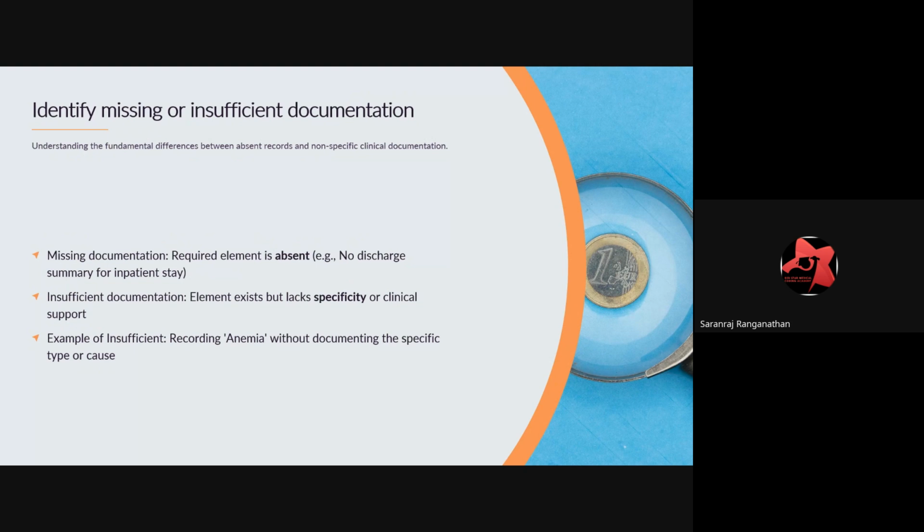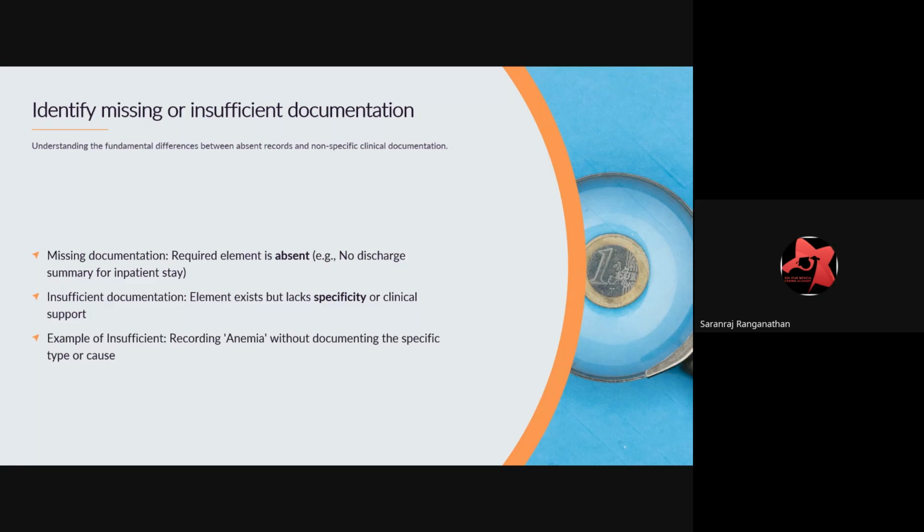When it comes to insufficient documentation, the element exists but lacks the specificity or clinical support. For example, think of kidney failure, whether it's acute or chronic kidney failure, or heart failure, whether systolic or diastolic, or congenital heart failure. That is insufficient documentation. That is the difference between missing and insufficient documentation. Missing means the entire documentation won't be there. Missing documentation will not affect the payment. But insufficient documentation definitely is going to affect the payment, because I cannot assign the unspecified code when I am able to code a specific code.